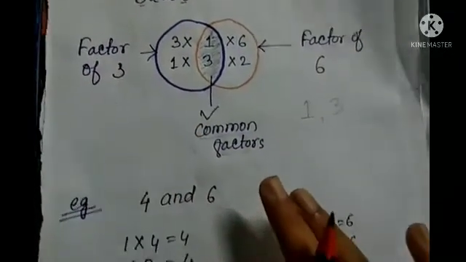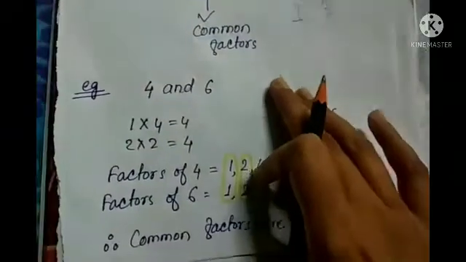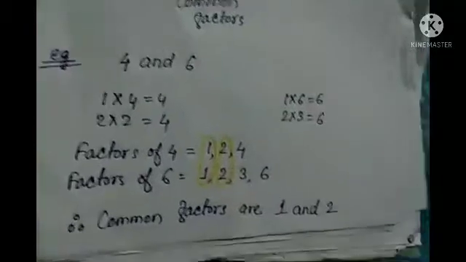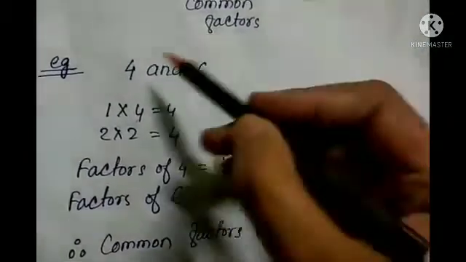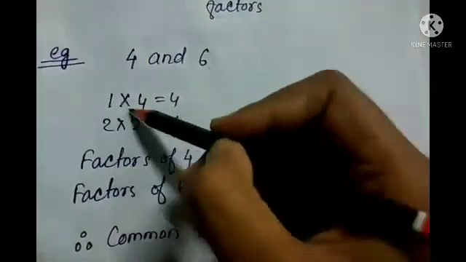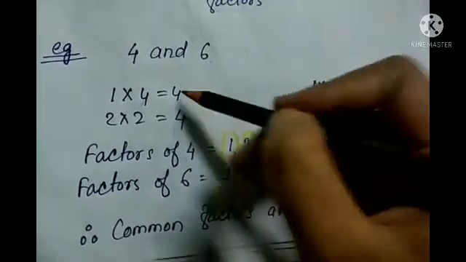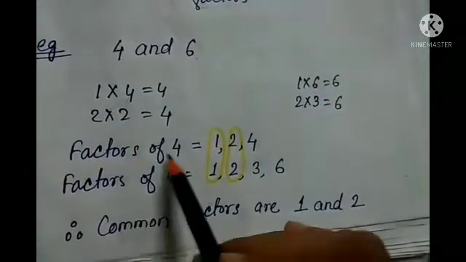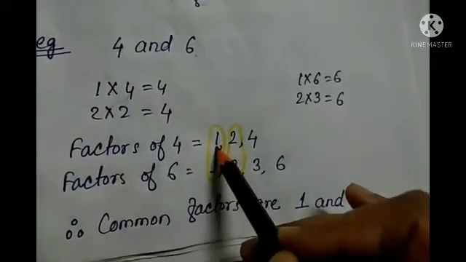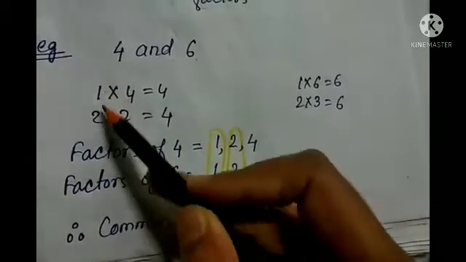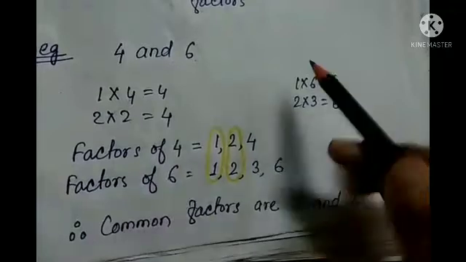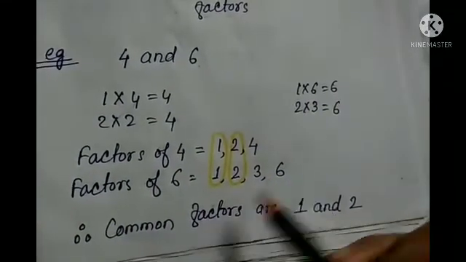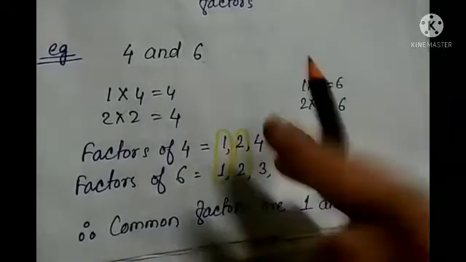Another one I will show you. Another example. You see here, we have to find the common factors of 4 and 6. So let's find the factors. 1 into 4 is 4, 2 into 2 is 4. So these are the factors. In case of 6, these are the factors. Now let's write them. Factors of 4: 1, 2, 4. Factors of 6: 1, 2, 3, 6. Right? So we have written both the factors.